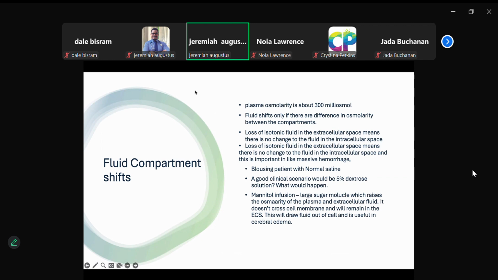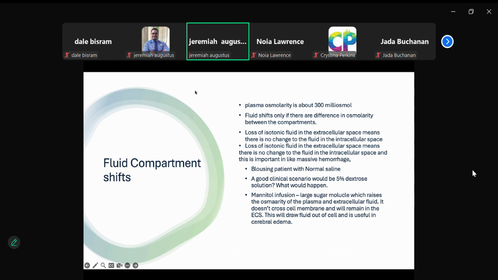So for example, if I give a patient 300 milliliters of a fluid that has an osmolarity of 300 millimoles, no fluid is going to move. No matter how much volume I give that patient, no fluid is going to move. The minute I change the osmolarity, the water is going to move to the space that has a higher osmolarity.